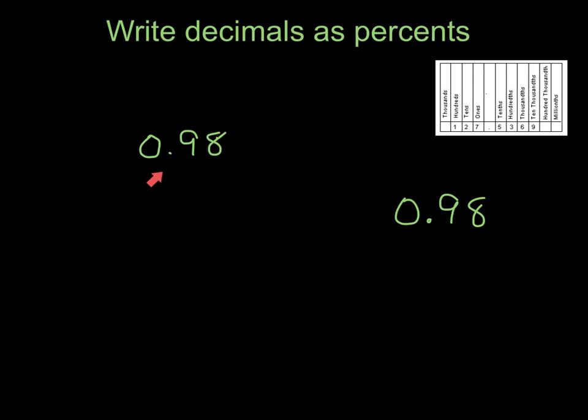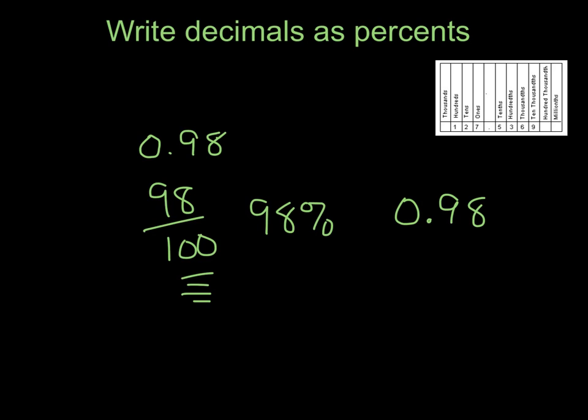Let's say I had a fraction like this, 98 hundredths. So I could go 98 over 100, and it's already in hundredths. So I would go 98%. Or the other way I could do that is I could say a decimal to a percent, so I'm moving it 2 places over, and it would then be 98%.